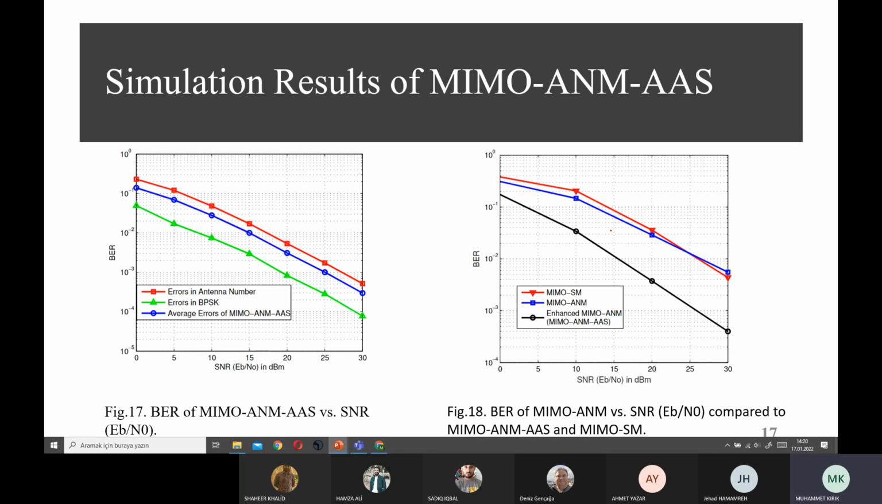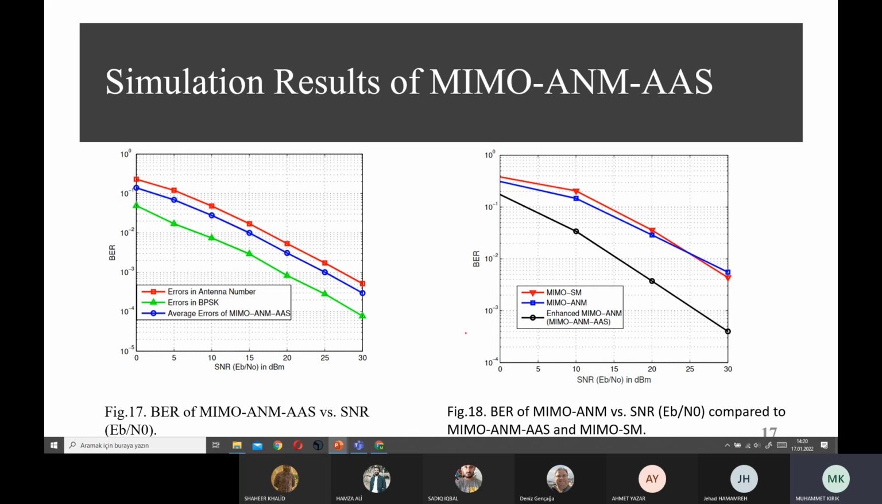So when we apply this scheme in MATLAB and simulate it, we get these results. As you can see here in the blue line in figure 17, we are achieving a bit error rate performance between 10 to the minus 3 and 10 to the minus 4, which is an impressive bit error rate performance.